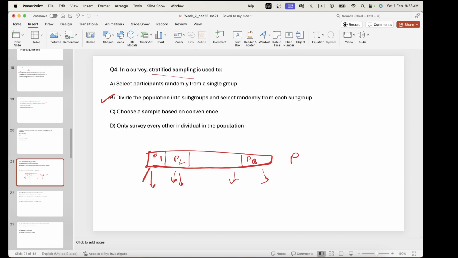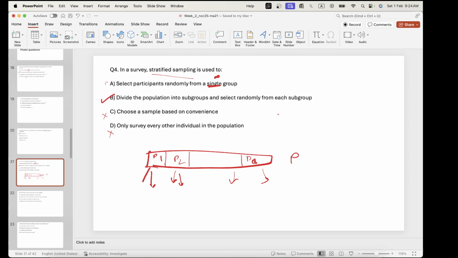It's not based on convenience. It does not survey every individual, and it does not select participants from a single group. Rather, it divides into different subgroups and then selects randomly from each group. For example, if we want a representative sample of India by stratified sampling, one way is to stratify by states.